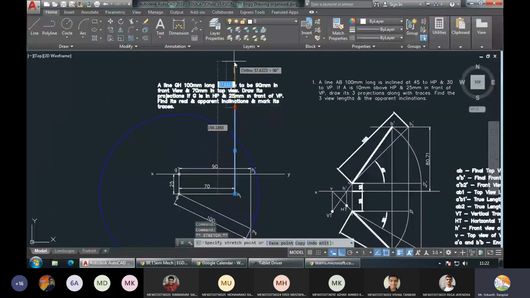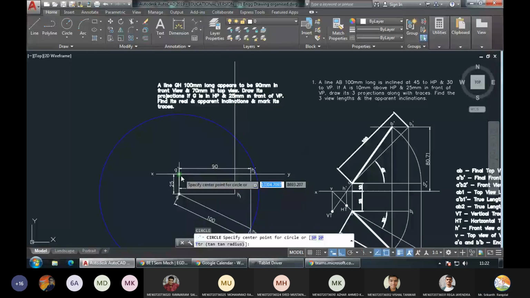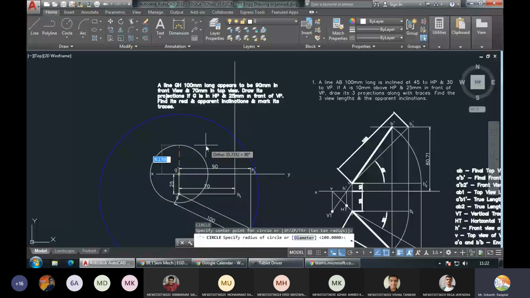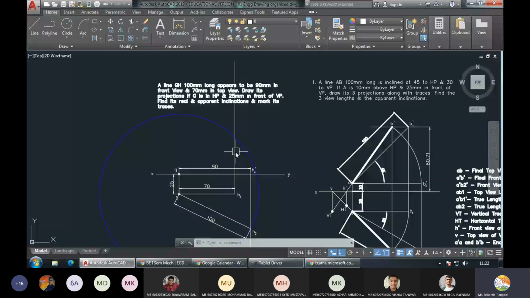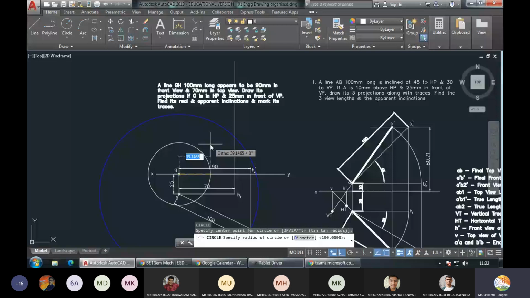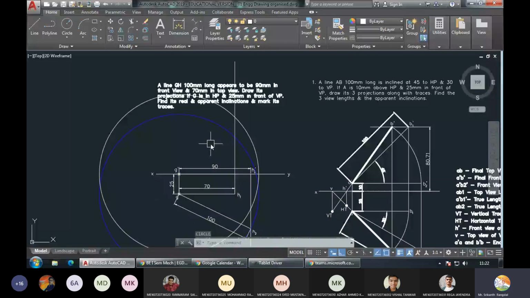Now I have to take a circle. From which point? For the front view length, we have to take it from G dash. This circle we have taken from G, and the next circle we have to take from G dash, with radius again equal to 100. So don't get confused, that's why I have made this blue. This was the previous circle. This is the circle we have drawn now for the front view. And the intersection between these two is the point we need.